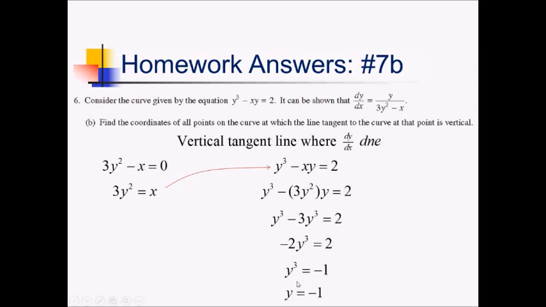All right, so we've got a y value. Let's plug that back into here to get the x value that goes with it. So that's going to be, let's see here, 3 times negative 1 squared equals x. So that means that x equals 3. And that means we have 3 comma negative 1 as our point.